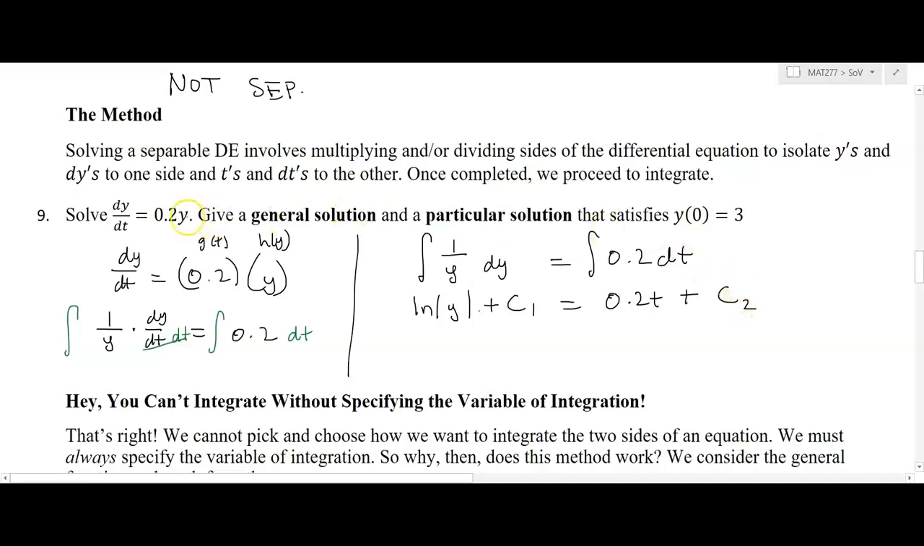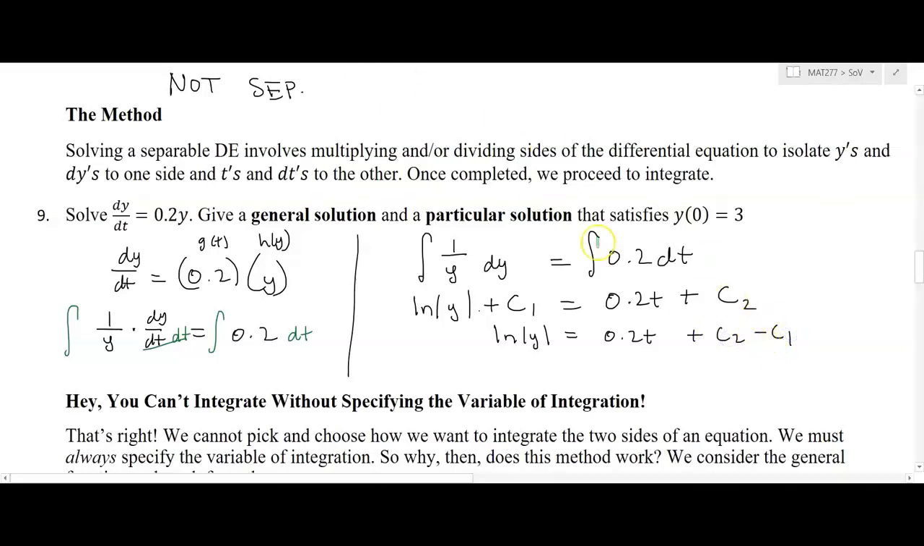And now I have already solved the differential equation, because the goal of solving it is you have no derivatives left. But this is not a very useful equation, because if I want to go and graph this or do some analysis, I want to get an explicit function in terms of y. So I want to solve for y. And in order to do that, I'm going to move everything else over. The natural log of y equals 0.2t plus c2 minus c1.